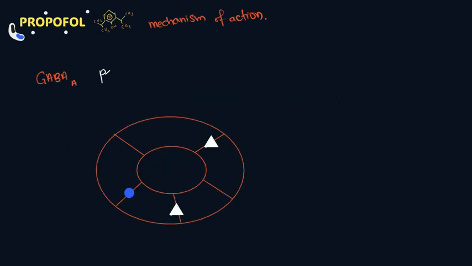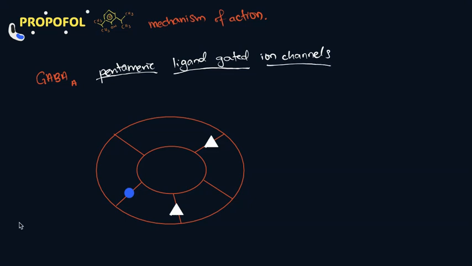Now let's talk about the GABA-A receptor complex. It is a pentameric ligand-gated ion channel. It has 5 subunits, and ligand-gated means something has to bind to it for it to be activated, allowing ions to pass through. The 5 subunits are gamma, alpha, beta, alpha, and beta.